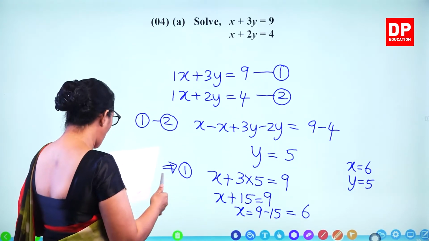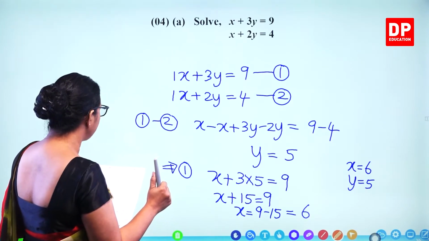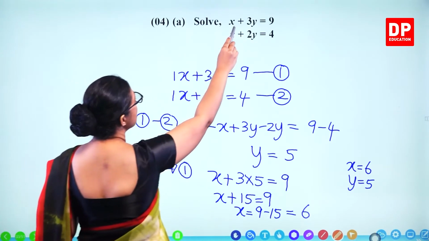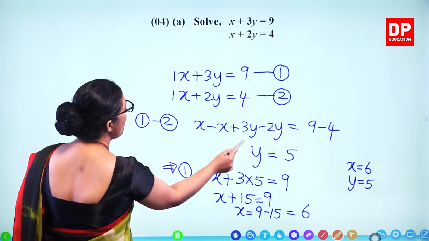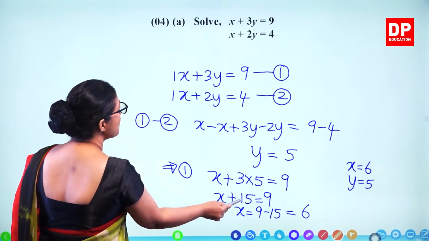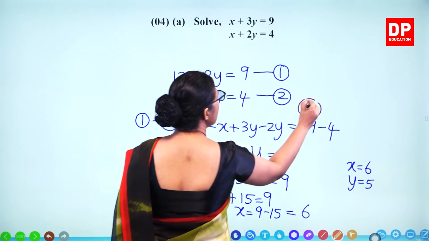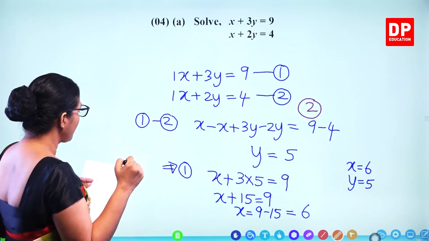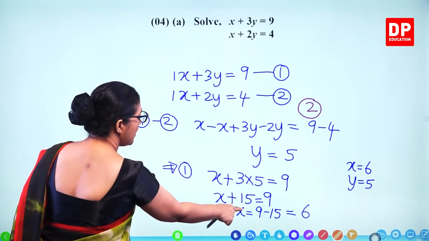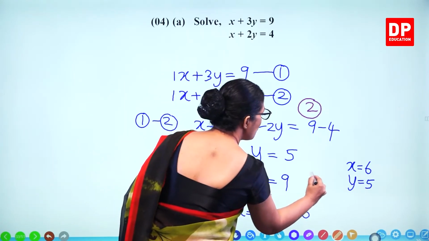So how many marks for part A? You get 4 marks for that. Subtracting, you get 3y minus 2y, you get y equals 9 minus 4, 5. So 2 marks for finding the y value. And then substitute that y value in here, you get 9 minus 15, that's minus 6, another 2 marks.